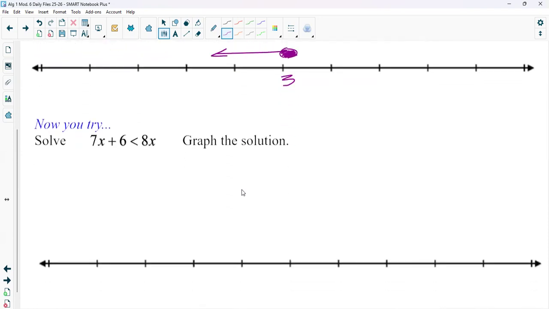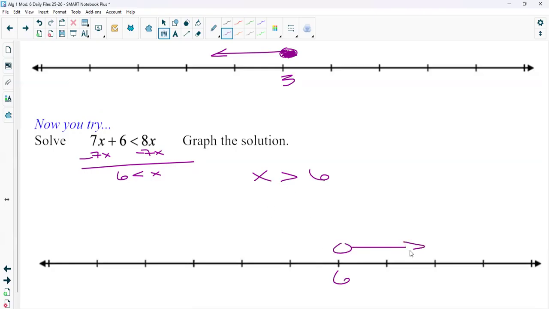We can do the same thing for this next one. We can go ahead and subtract 7x from both sides. I get that 6 is less than x. Let's rewrite it. So we get x. The inequality is opening towards the x, so x is greater than 6. We've got 6. We'll have an open circle, and since it's greater than, we are going to the right.